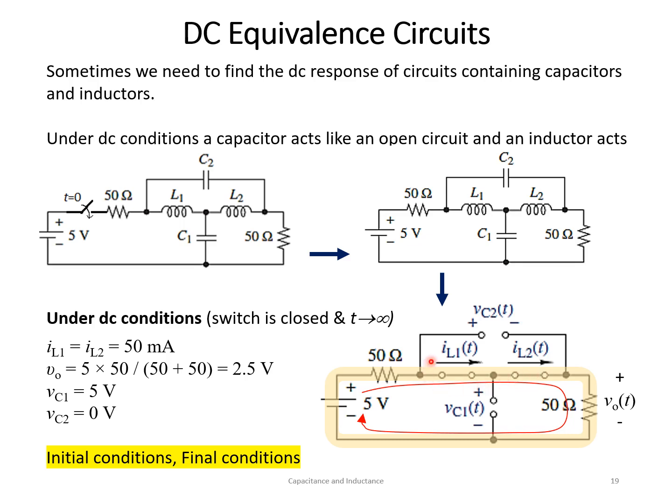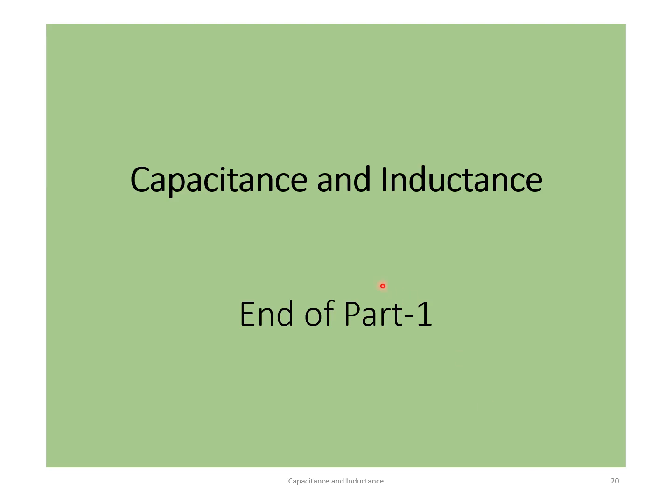Now, after the circuit attains this DC condition, if we again open the switch, then at the instant we open the switch, the stored energy will be the initial conditions for the next phase. We'll discuss this energy storage phenomenon in chapter number 7. This is the end of part 1 of capacitance and inductance.